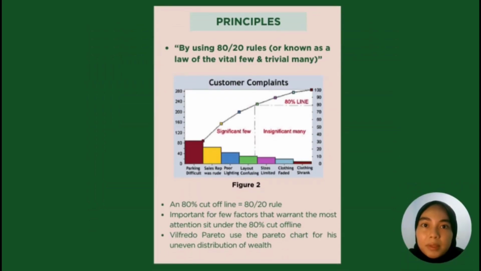My name is Hidayah Latif with metric number 7651. I will explain the principle of this Pareto chart. This Pareto chart uses the 80-20 rule, also known as the law of the vital few and trivial many.